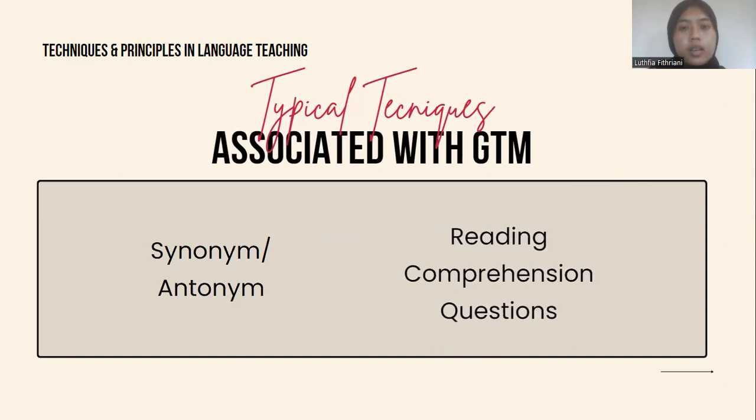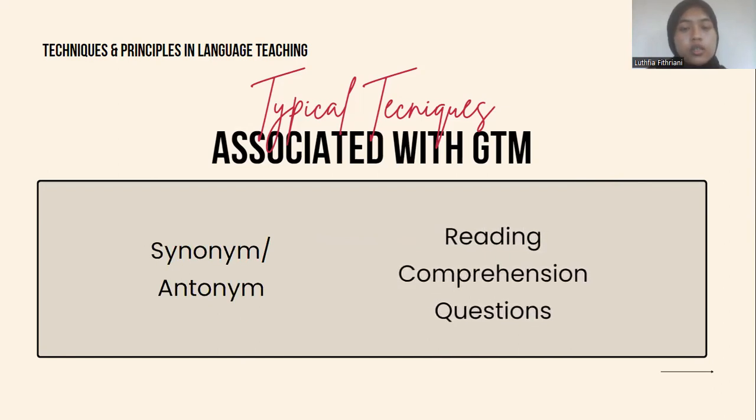Next, synonym and antonyms. So in grammar translation method, we could give the students a set of words and ask them to find the synonym or antonym of the set of words. So in this activity, the students can use dictionary. This activity will make the student to be an autonomous learner.